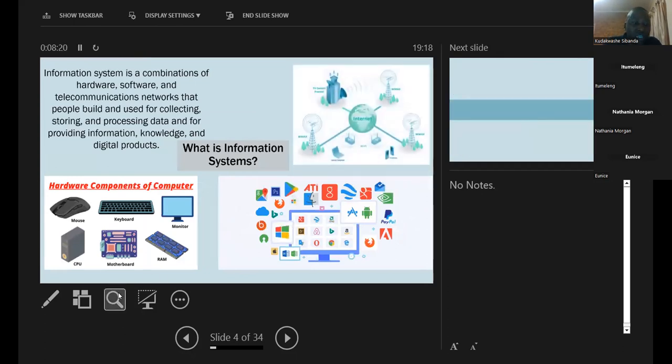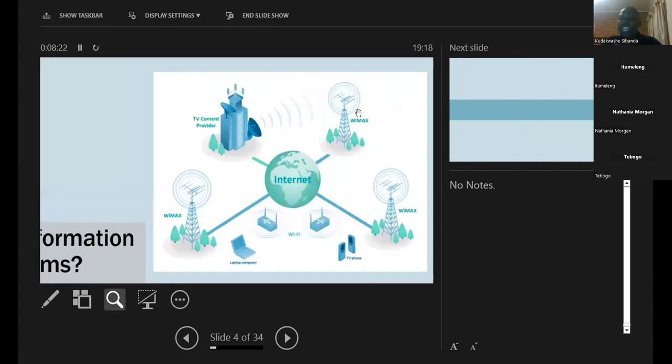And then the third component is what we call telecommunication. That's where the internet comes in. The communication is more like the connection between computers, so that you'll be able to connect to the internet, or if you're at a company, you'll be able to communicate with computers within that company.